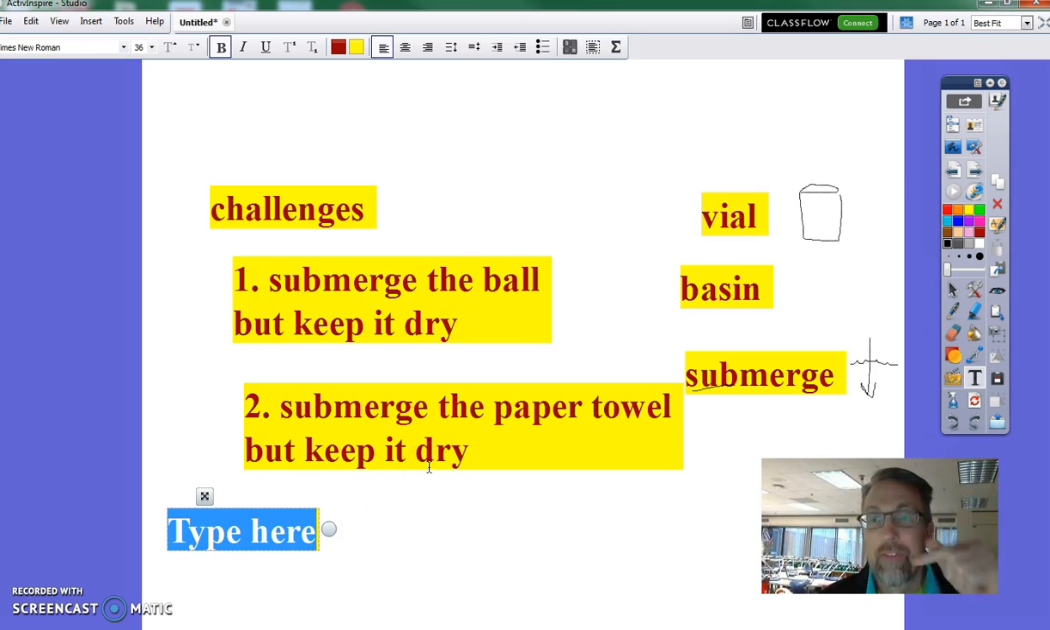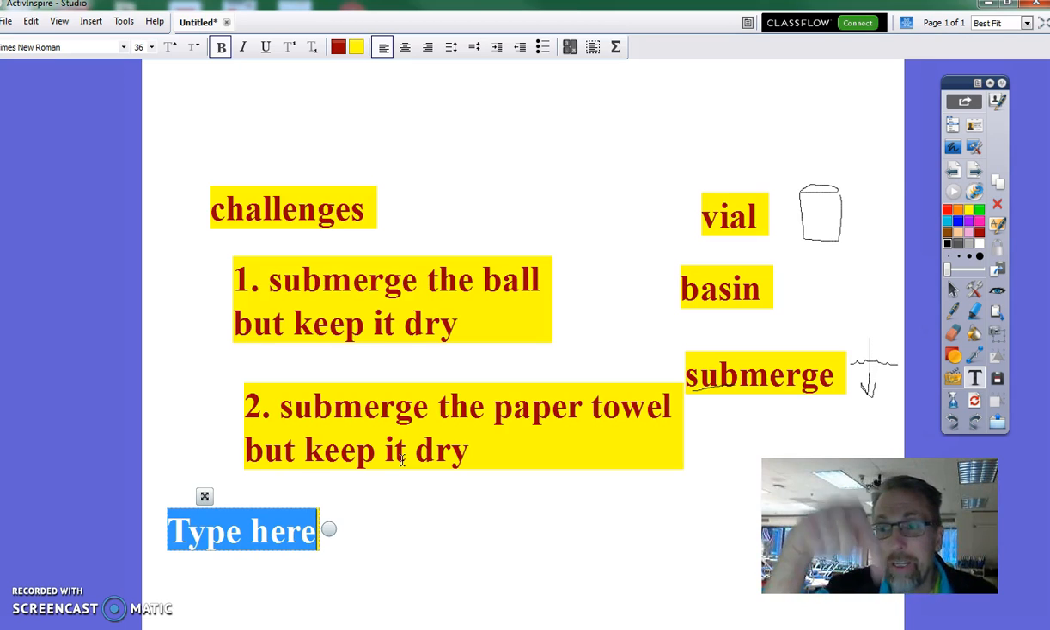A lot of times students will say, Mr. Higley, you're crazy. How can I put this underwater and keep it dry? That's just nonsense. But what do we know? What do we know about air already? Air is matter, right? What's matter? Taking up space, because matter is anything that takes up space.